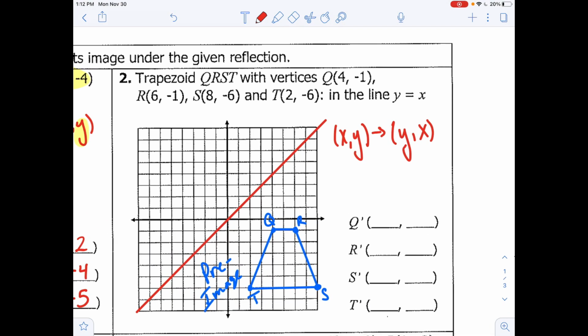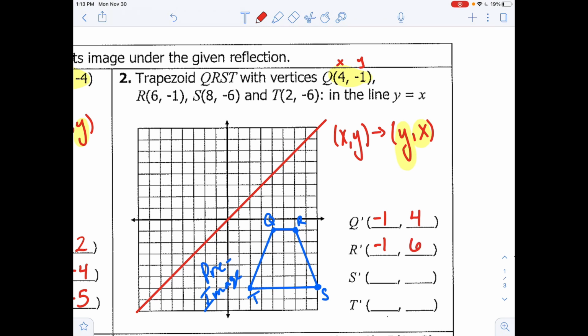Here's our trapezoid. I've got our pre-image already graphed. And our rule, we're going to reflect over the line y equals x. Here's my line y equals x. My rule is (x, y) goes to (y, x). So look at Q. Q is (4, -1). So x is 4, y is -1, and that's going to become (y, x). So (x, y), I switch them, becomes (y, x). R is (6, -1), I switch them, (-1, 6).